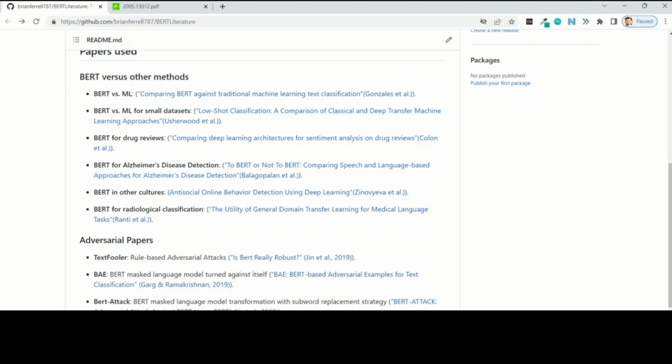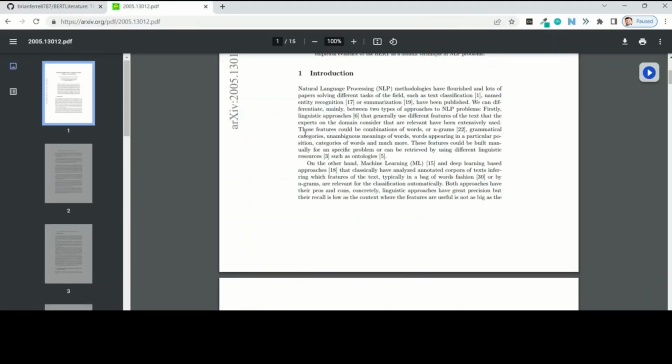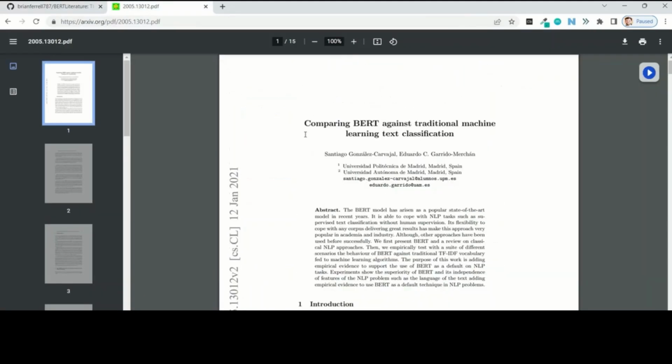And even in my own research, I didn't have a ton of training data, and there's different things that you can do to combat that, right? So you have this first paper, which is comparing BERT against traditional machine learning text classification tasks, right?